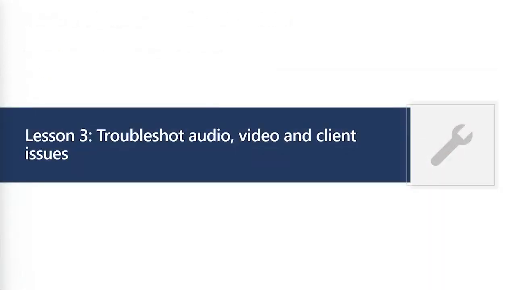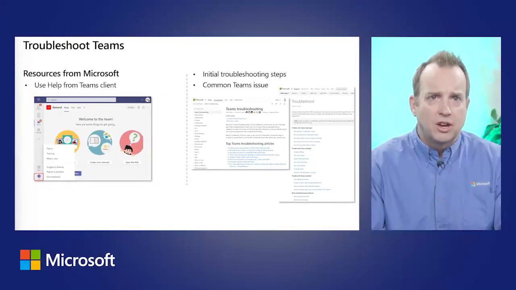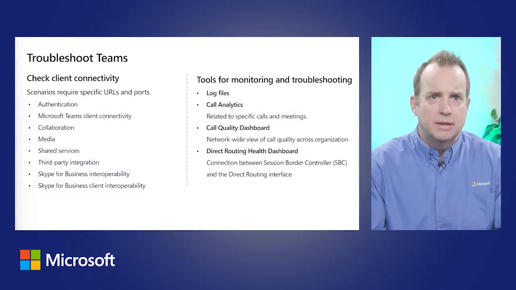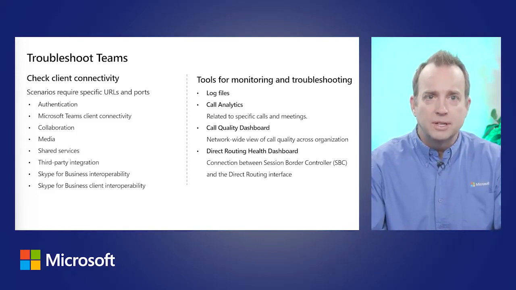Lastly, let's talk troubleshooting audio, video, and client issues. There's help built into the Teams client, and initial troubleshooting steps. There's a docs.microsoft.com page for that. We want to check client connectivity for authentication. Who has the problem? Does it affect one user or one device type? So narrowing down the scope of the problem is important. Is it related to third-party integration or operability with Skype for Business? Are tools available to us? Log files.